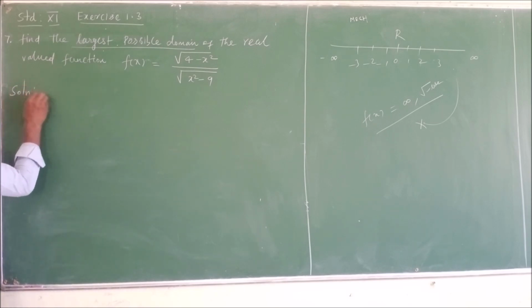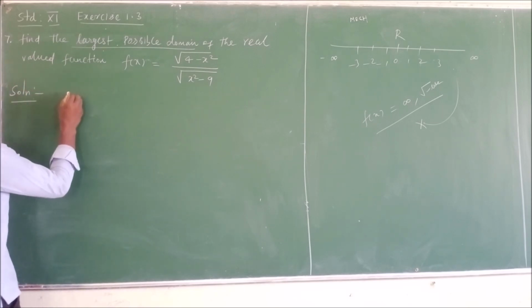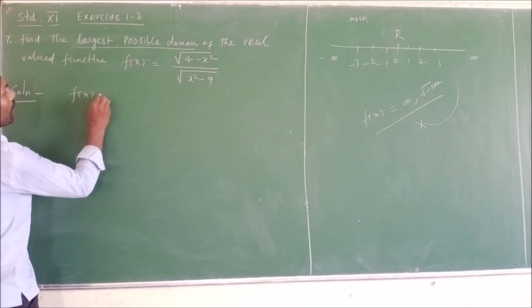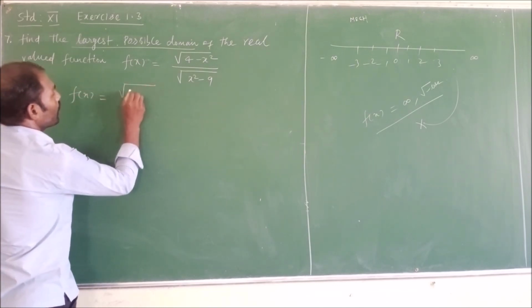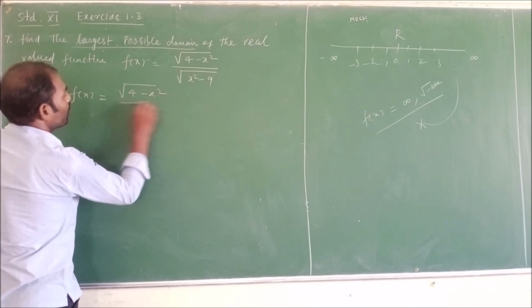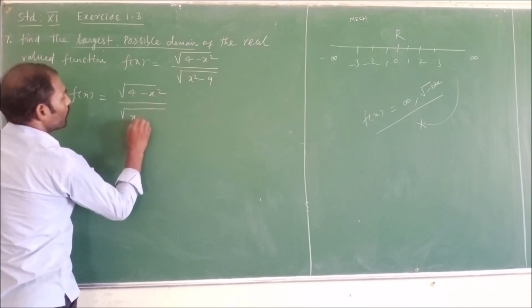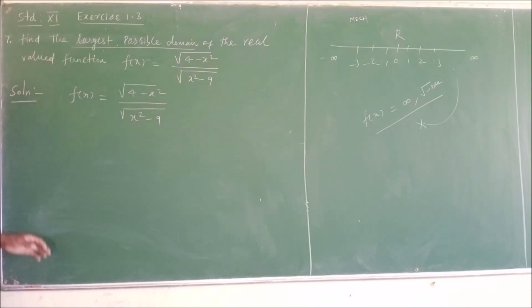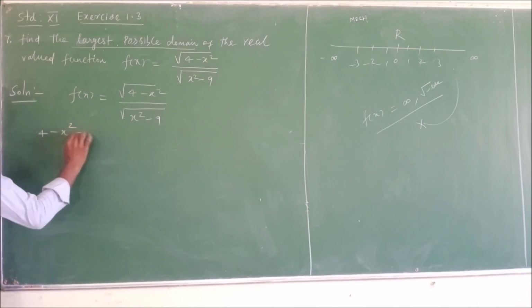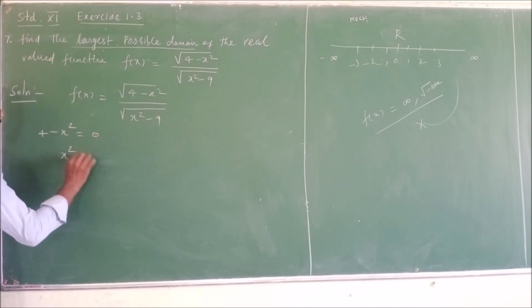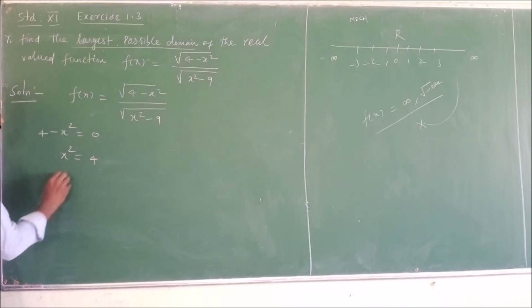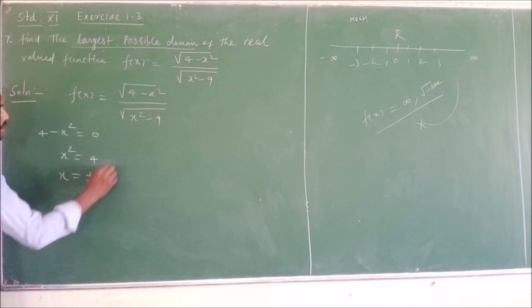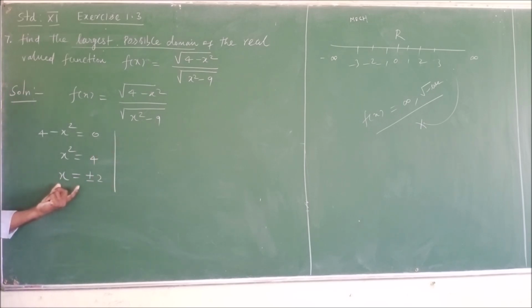First of all, the given f of x equals square root of 4 minus x square, divided by square root of x square minus 9. We equate the numerator to 0: 4 minus x square equal to 0, x square equal to 4, x equal to plus or minus 2. Therefore, x takes the values plus or minus 2.